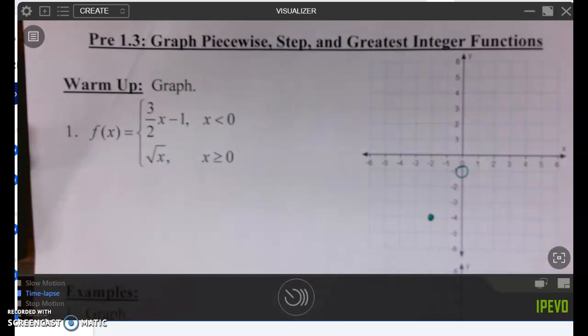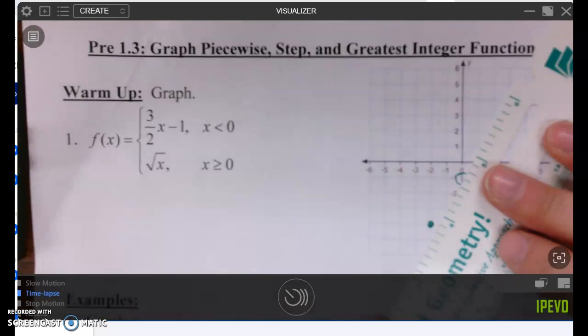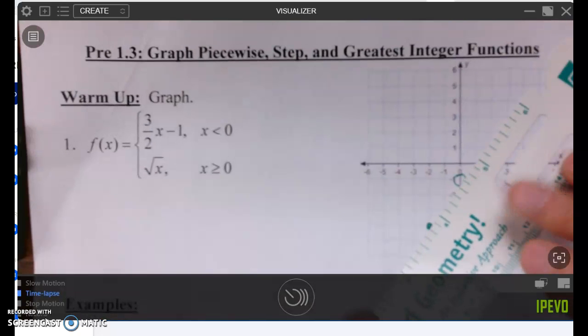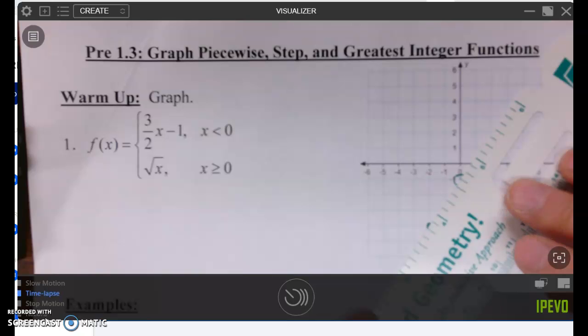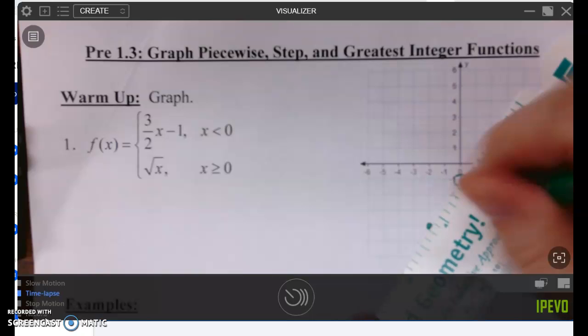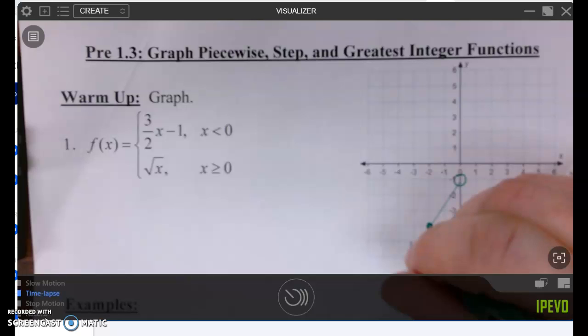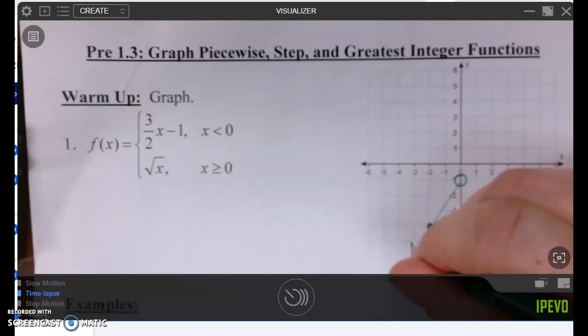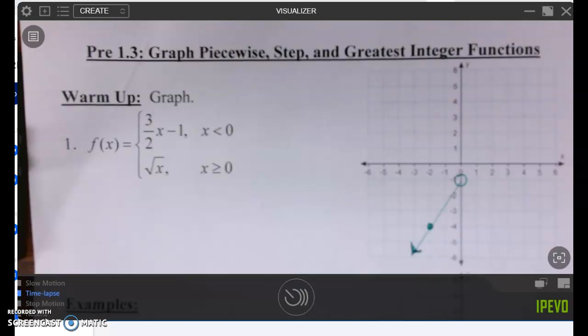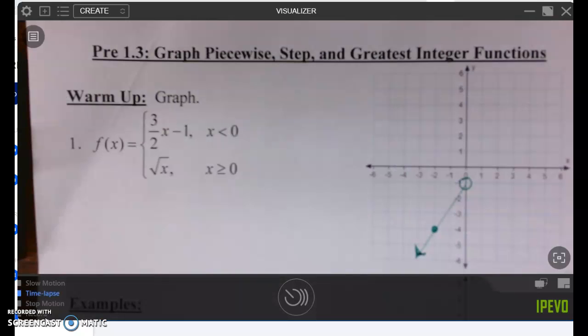I need a straight edge. This is a line. And it goes through 0, -1, which is not included. And so I just have this little piece of my line. Alright, and so those are the x values that start at 0 and go towards -infinity.